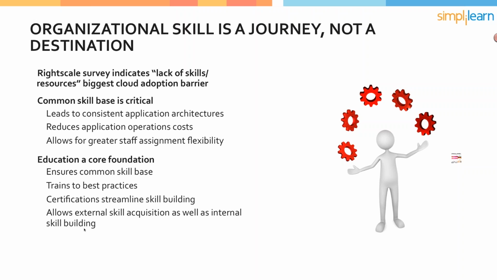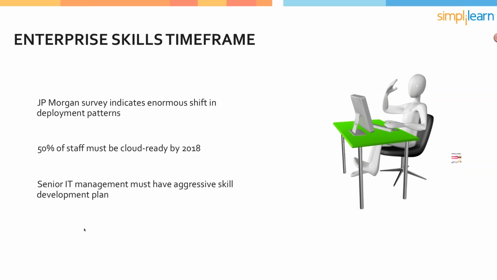What kind of time frame do you have for these enterprise skills? Well, the survey that I talked about earlier indicates an enormous shift in deployment patterns. This is a sea change in the way that IT is going to be done. If 40% of your applications are going to be running in the cloud environment by 2020, about half of your staff has to be ready a couple of years before that because you're going to be migrating your applications and building new ones. So you can't wait till 2020 and say, oh, now I better start training my people. No, they have to be ready earlier. So 50% of your staff has to be cloud ready by 2018.